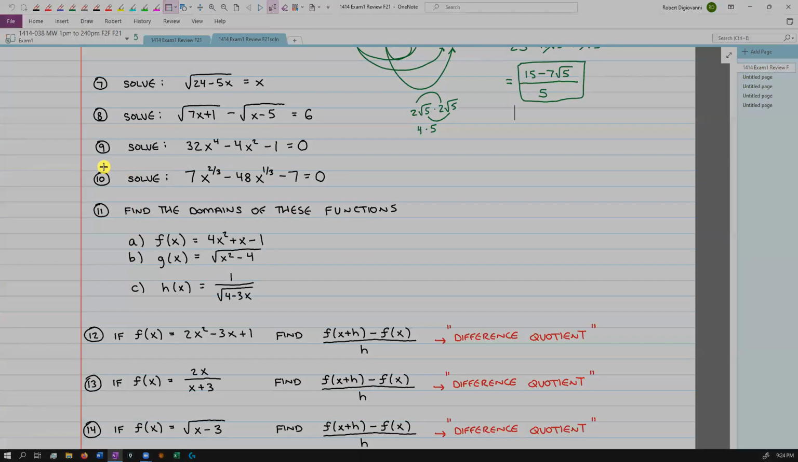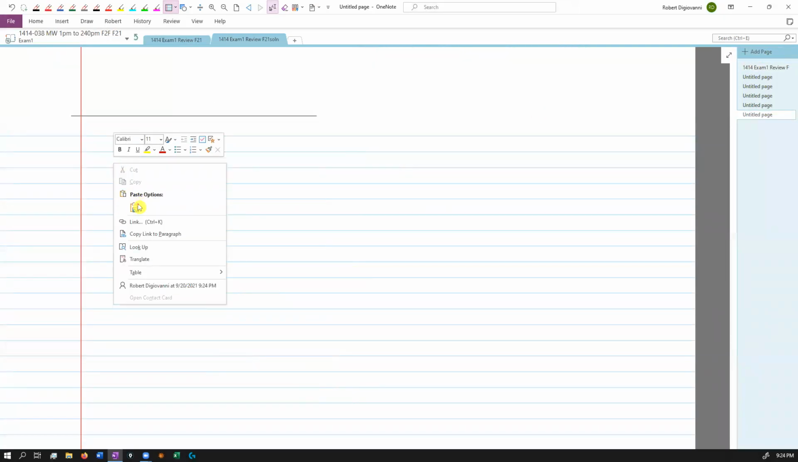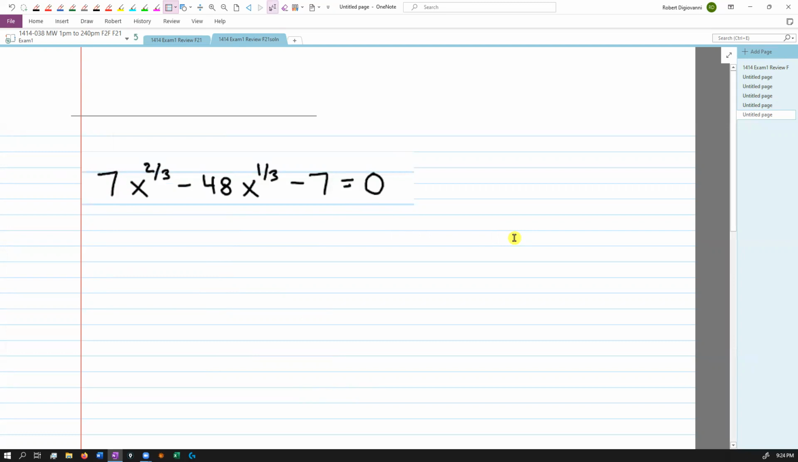Okay, number 10. 10 is very much like 9 in the sense that it kind of looks like a square quadratic. We have to see that this is 7 times x to the 1/3 squared, because if we were to take this to a power, we multiply these two and we get 2/3. So that's just a fancy way of writing this. Then minus 48 x to the 1/3 and minus 7 equals 0.